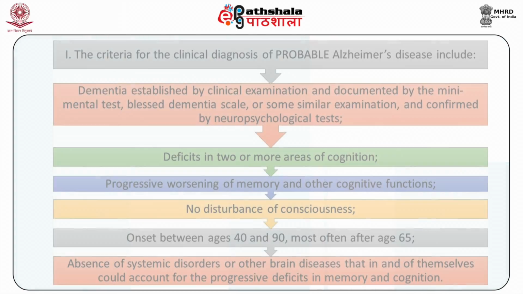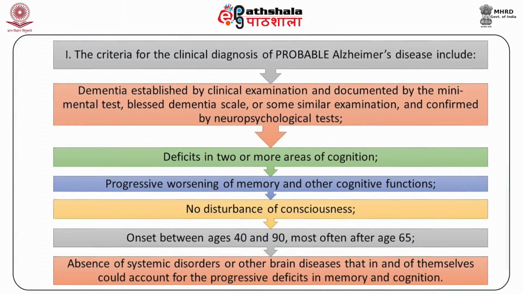In 1984. 1. The criteria for clinical diagnosis of probable Alzheimer's disease include dementia established by clinical examinations and documented by the Mini-Mental test, Blessed Dementia Scale or some similar examination and confirmed by neuropsychological tests, deficits in two or more areas of cognition, progressive worsening of memory and other cognitive functions, no disturbance of consciousness, onset between the ages of 40 and 90, most often after the age of 65, and absence of systemic disorders or other brain diseases that in and of themselves could account for the progressive deficits in memory and cognition.